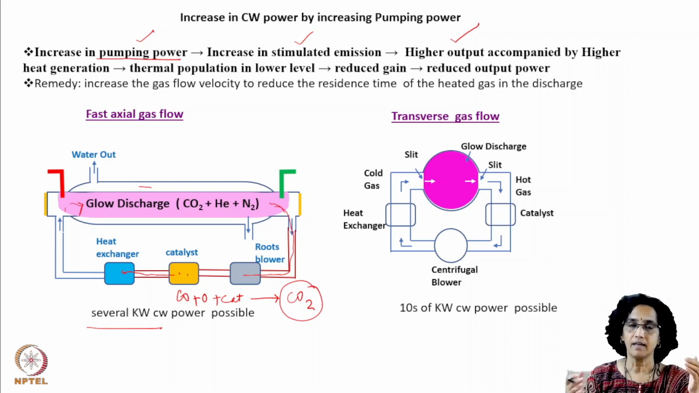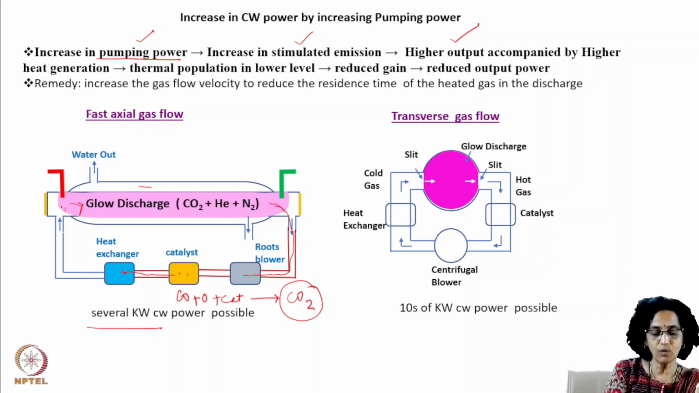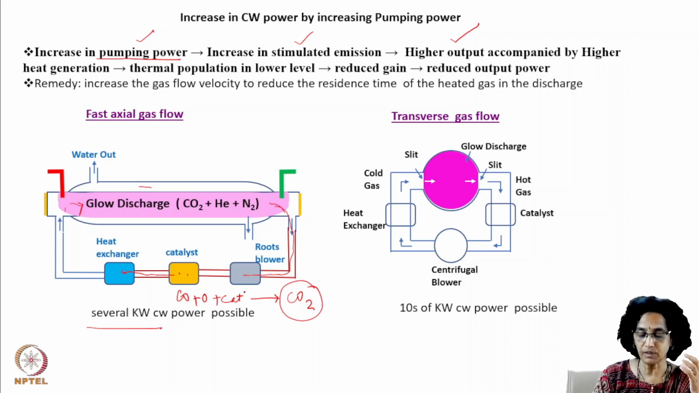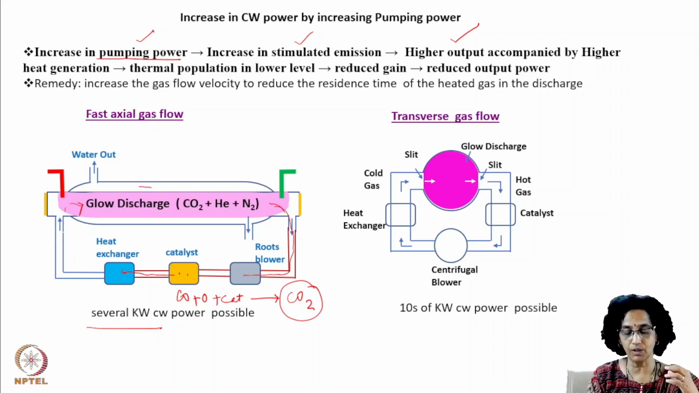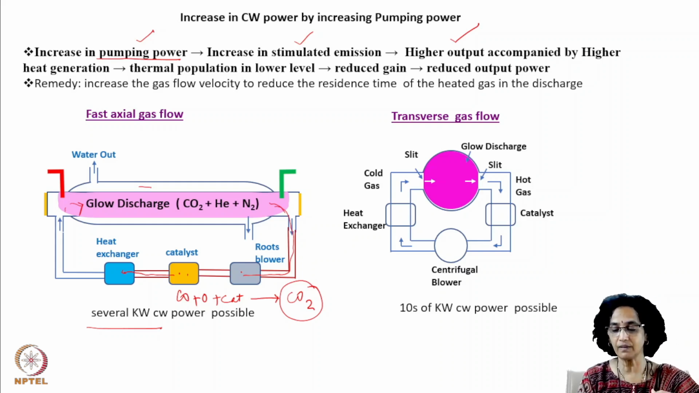As I said, increasing the length, like suppose a typical length is about 1 meter. So you are flowing the gas all along the length, and therefore the pressure head, that means the requirement from the pump, the roots blower, becomes high, and therefore you have to use a high capacity roots blower. So if we want to increase any further, then the limitation comes from the pumps that we are going to use. So the other method is to make use of transverse gas flow.